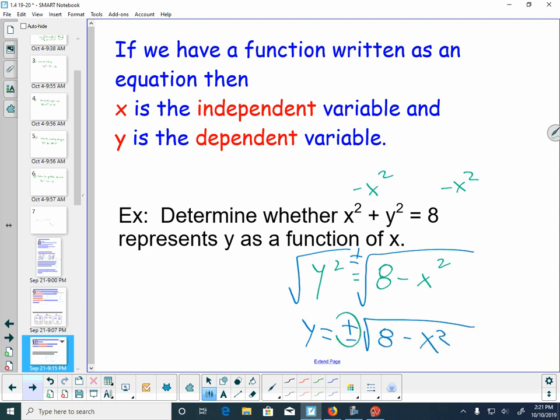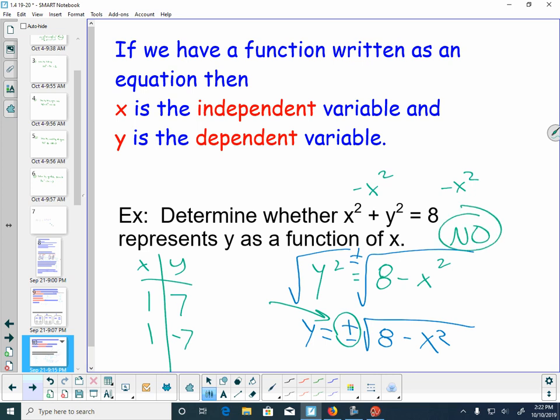This plus or minus right here is the kiss of death for a function. Because this means if I pick, let's say I pick a point like 1 for my x, I plug in 1, I get 8 minus 1 squared is 7, square root of 7, but I could have positive square root of 7, or I could have negative square root of 7. Would you agree with that? You can't have that and have this be a function. So determine whether this equation represents y as a function of x. That's a big no, and again, it's because of the plus minus.